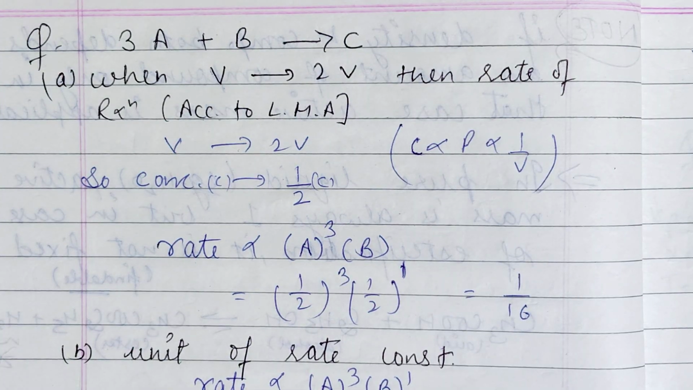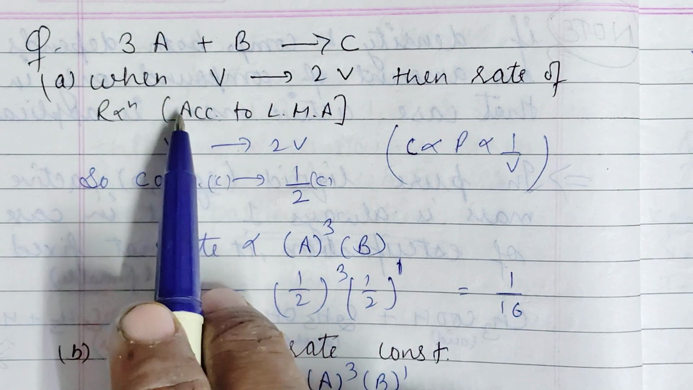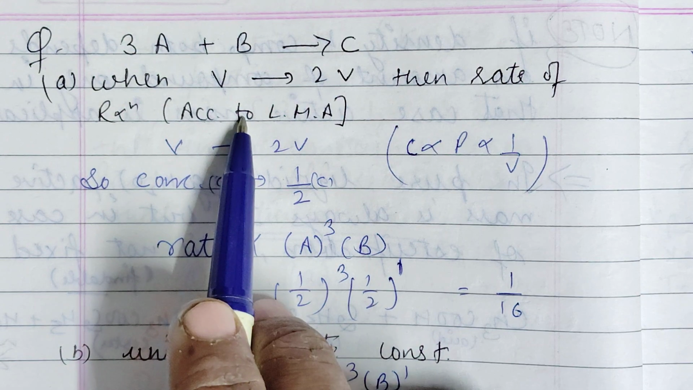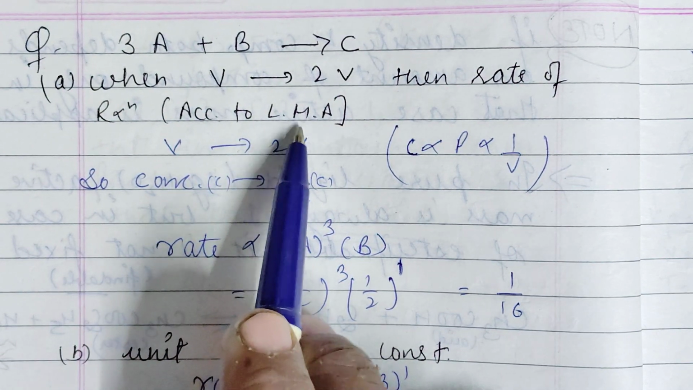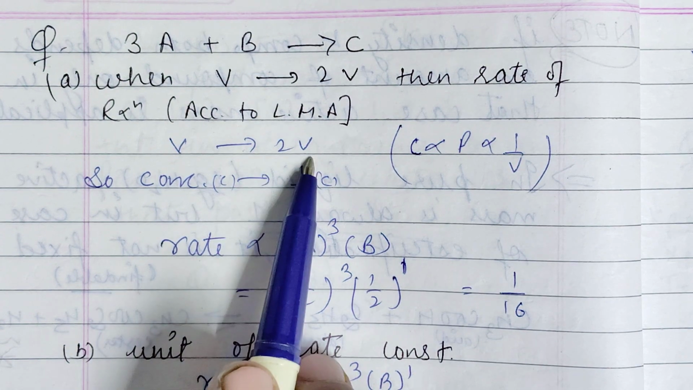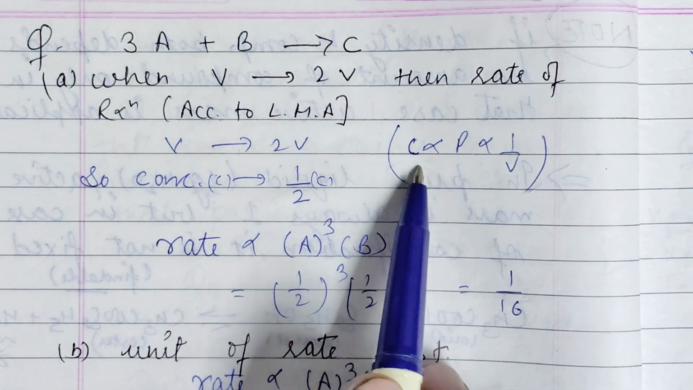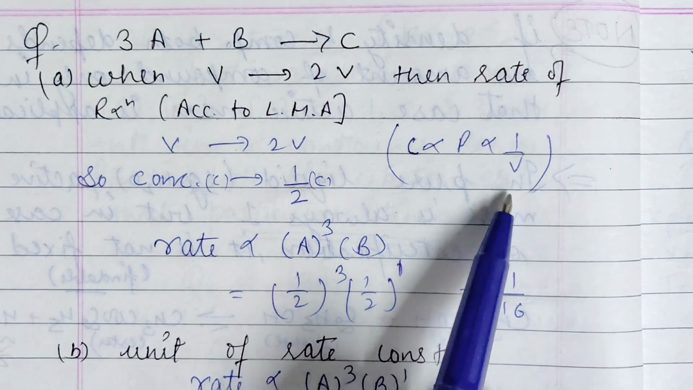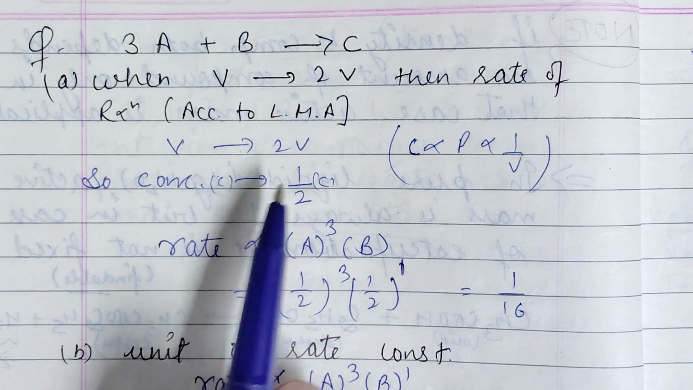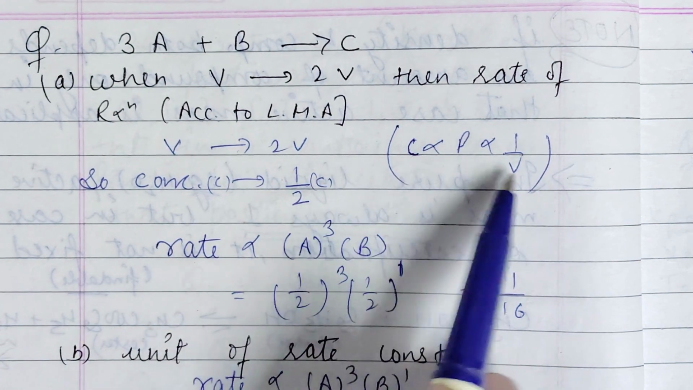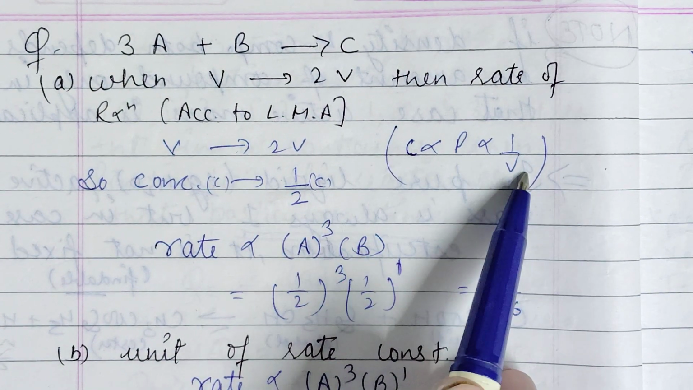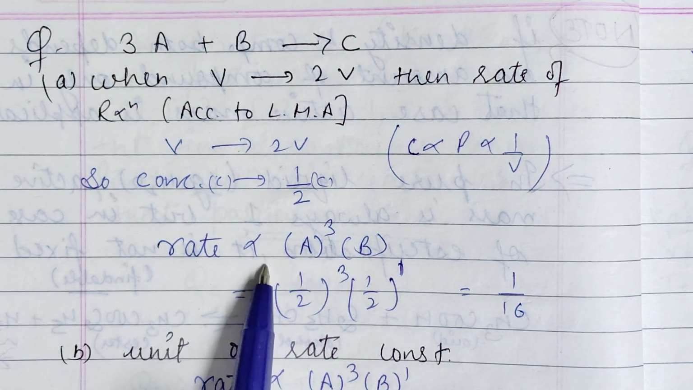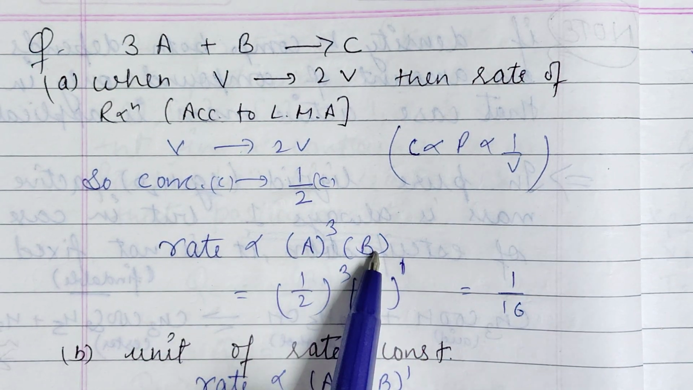The question: 3A plus B gives C. When the volume increases, it becomes 2V. Then the rate of reaction according to LMA. So V is given as 2V. So it means concentration is proportional to pressure and proportional to 1 upon volume. Since we are increasing to 2V, the concentration becomes half, because concentration is proportional to 1 upon V. So the rate of reaction is proportional to A cube into B.